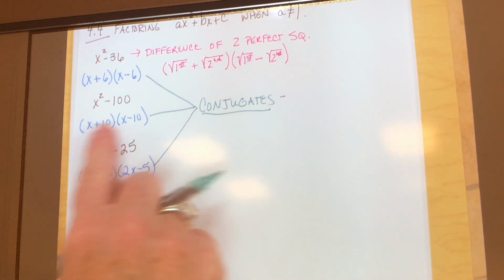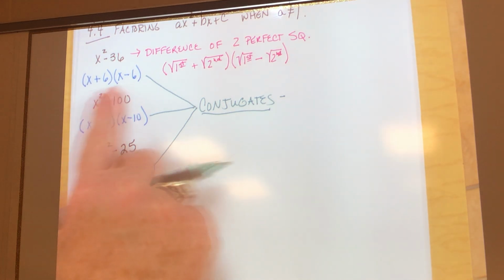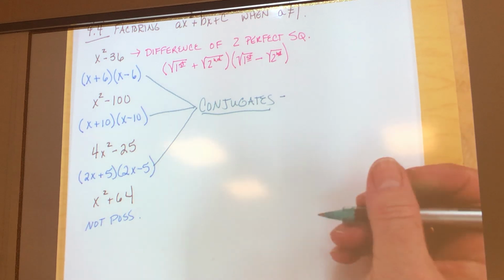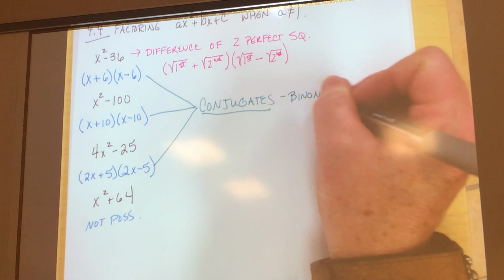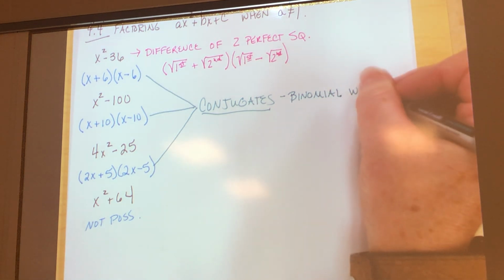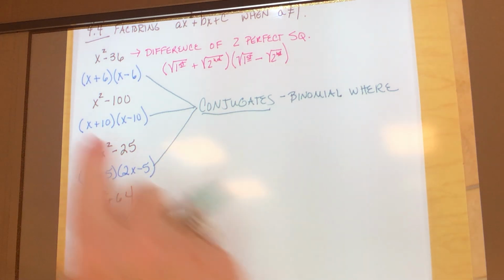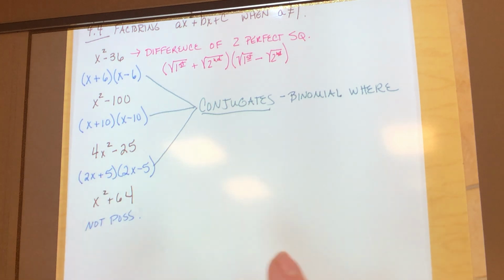Look at these two things. First of all, how many terms does each one of them have? Two terms. So what do you call something with two terms? Binomial. So it's a binomial. Now tell me what you notice about those two terms. Are they the same in the front and the back? Yes. X and 6, X and 6, X and 10, X and 10. One's positive and one's negative.